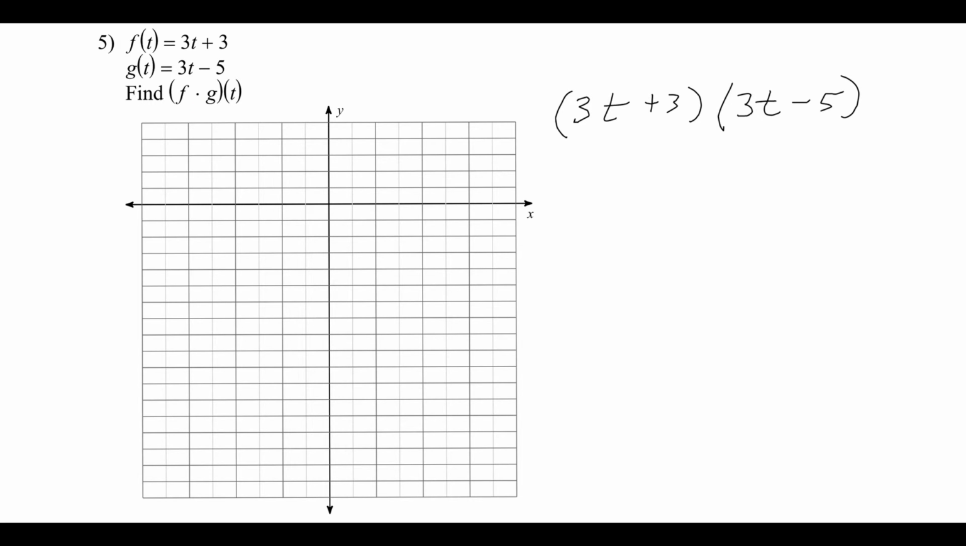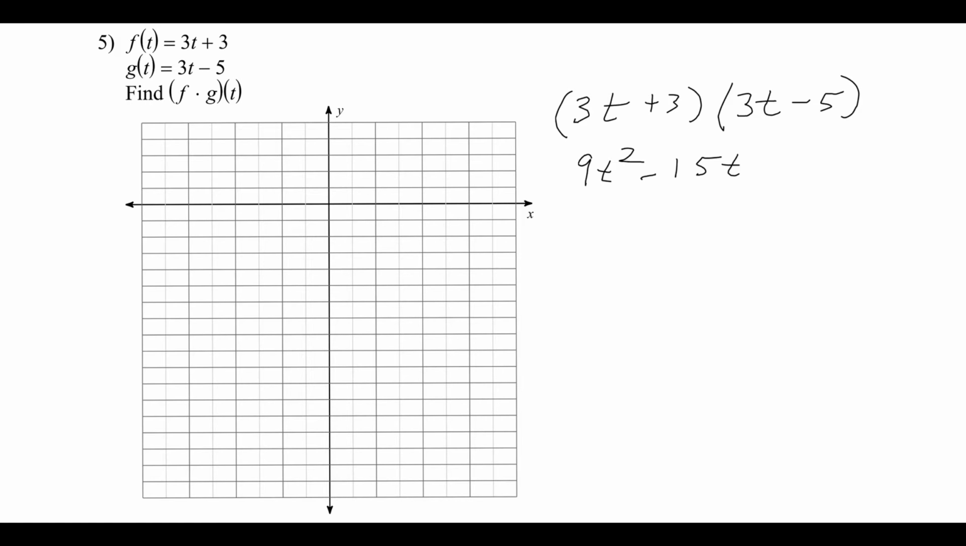Whenever we multiply 2 binomials, two-term things, together, we're going to FOIL. In other words, we're going to multiply this times this, this times this, and this times this. It's going to be every combination, all the multiplication. So pay close attention. It's going to be 9t squared, and then we're going to have negative 15t. I'll stop there for a second. That's 3t times 3t equals 9t squared, and then 3t times negative 5 is negative 15t.